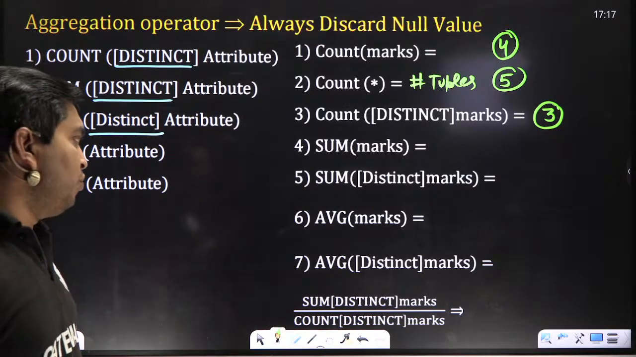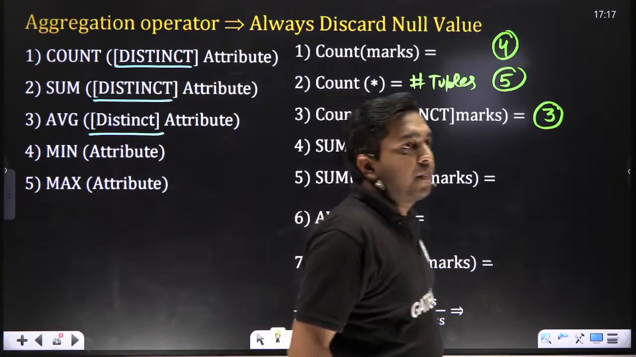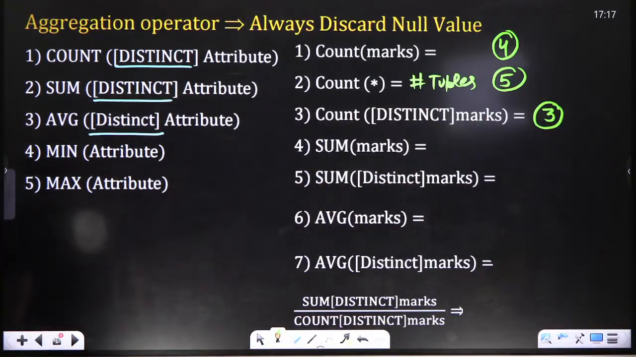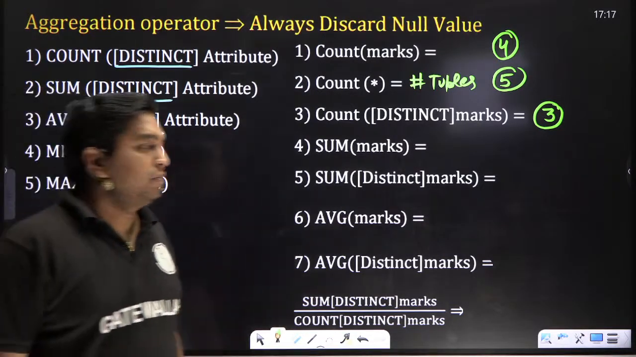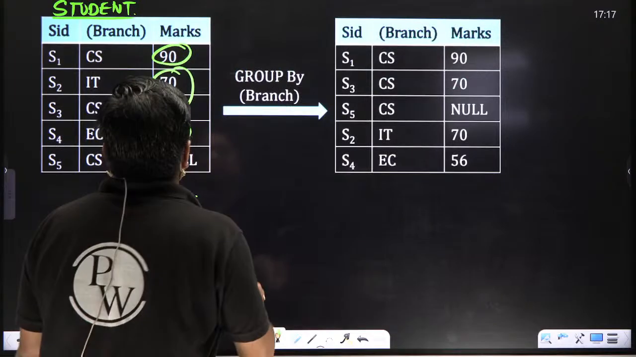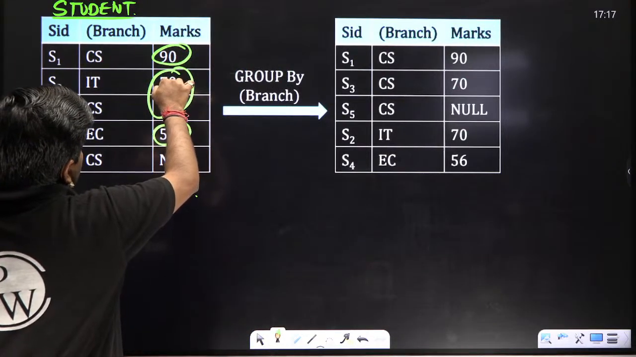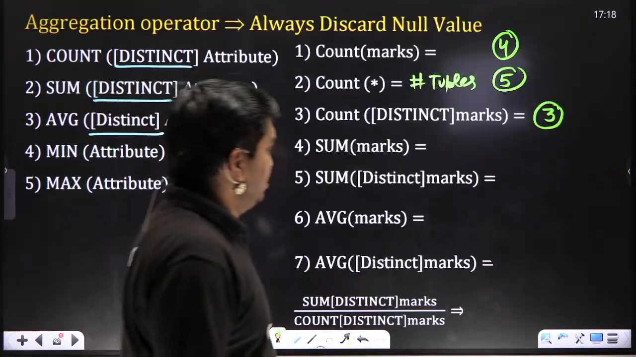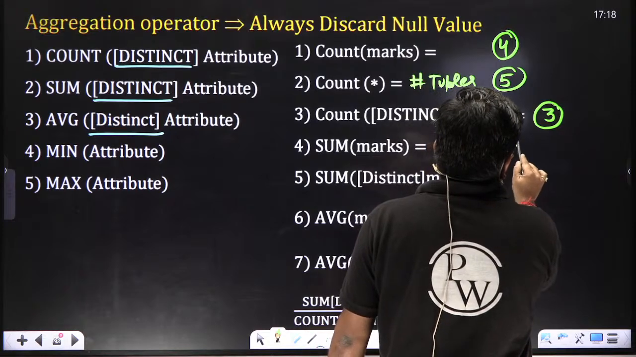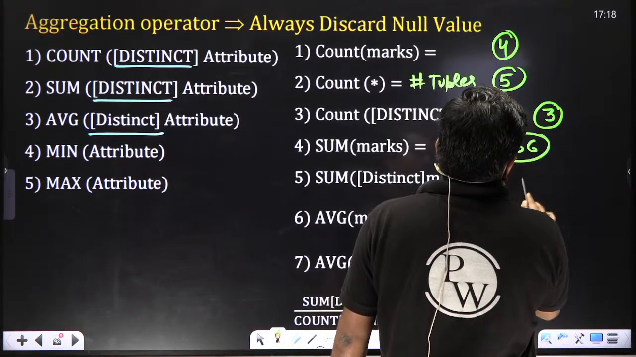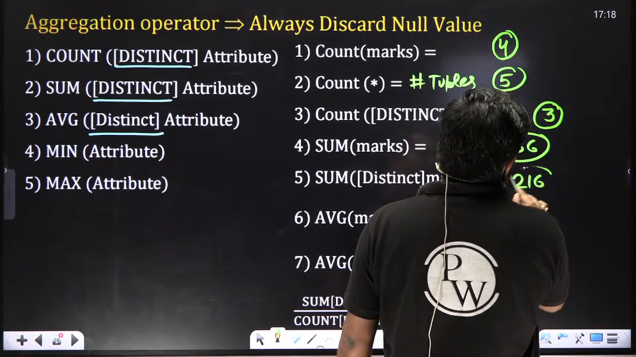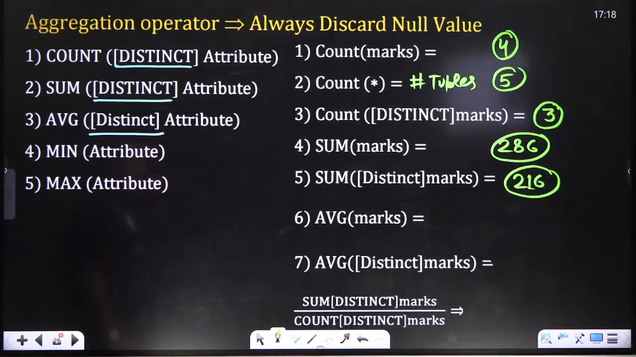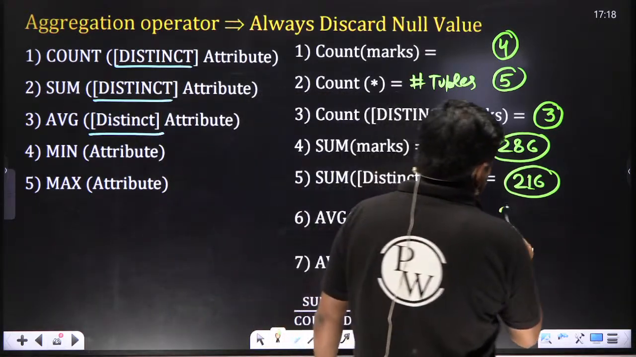Now what is the answer for 4, 5, 6, 7? Very good. Can you add 90 plus 70, 160, plus 230 gives 286? Yes, this is 286. And here distinct means 70 will be counted one time, so 216. Average marks is 286 divided by 4.